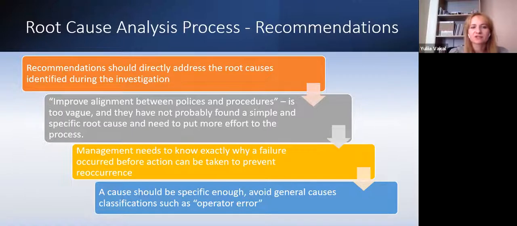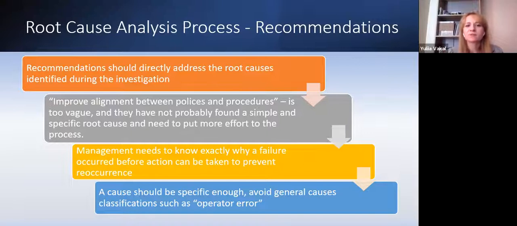They should directly address the root cause identified during the investigation. Because if it's just something general, then why do we need this recommendation? There is an example: improve alignment between policies and procedures. It's too vague, and it means that probably you didn't find the specific cause. You might have found just a general root, but not the specific cause. So it should be clearly stated.